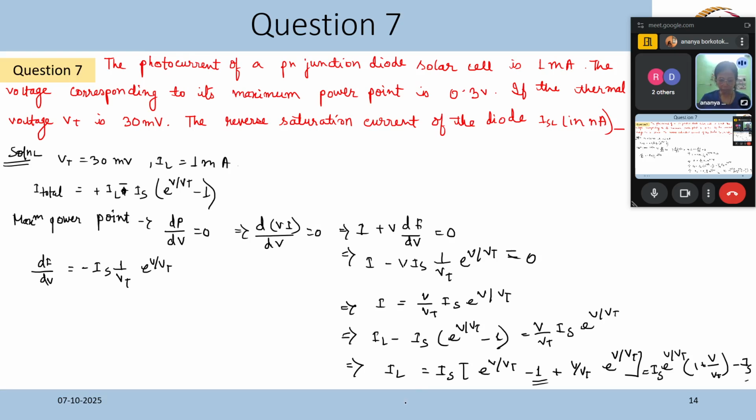Now I can write that my Is, I can neglect this term because the reverse saturation current is actually much less compared to the photocurrent, right? So I can write that my IL is approximately equal to this term. So overall, right from here I am going here. Okay. So I can write an expression for Is, because I have to find the reverse saturation current, that will be most equal to IL by exponential V by Vt minus 1 plus V by Vt.